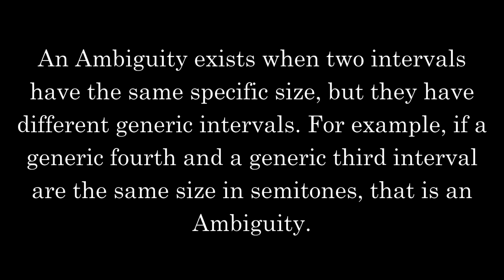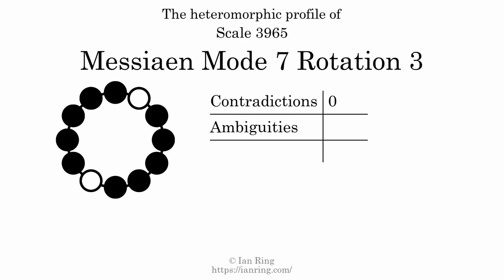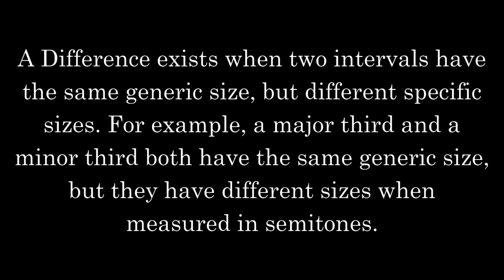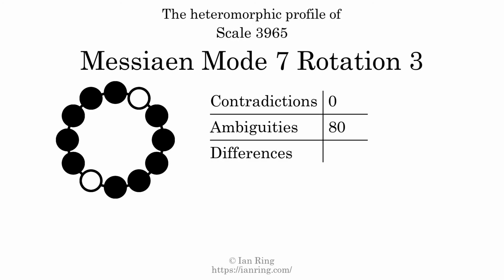An ambiguity exists when 2 intervals have the same specific size, but they have different generic intervals. For example, if a generic fourth and a generic third interval are the same size in semitones, that is an ambiguity. The number of ambiguities in this scale is 80. A difference exists when 2 intervals have the same generic size, but different specific sizes. For example, a major third and a minor third both have the same generic size, but they have different sizes when measured in semitones. The number of differences in this scale is 160.